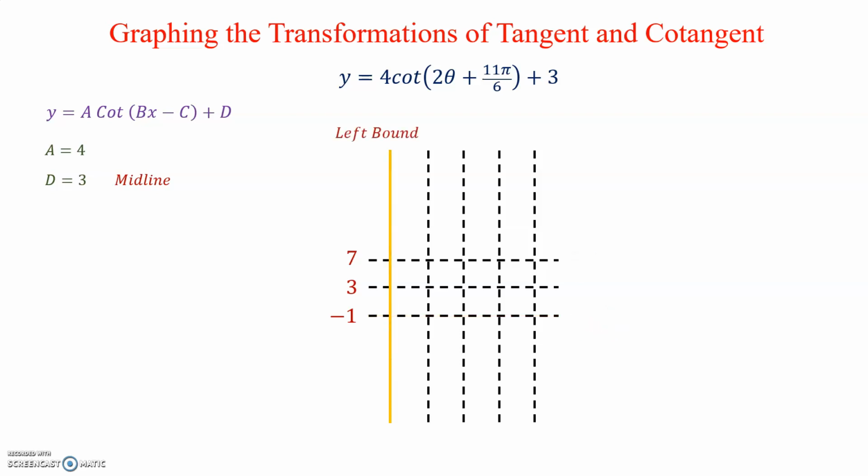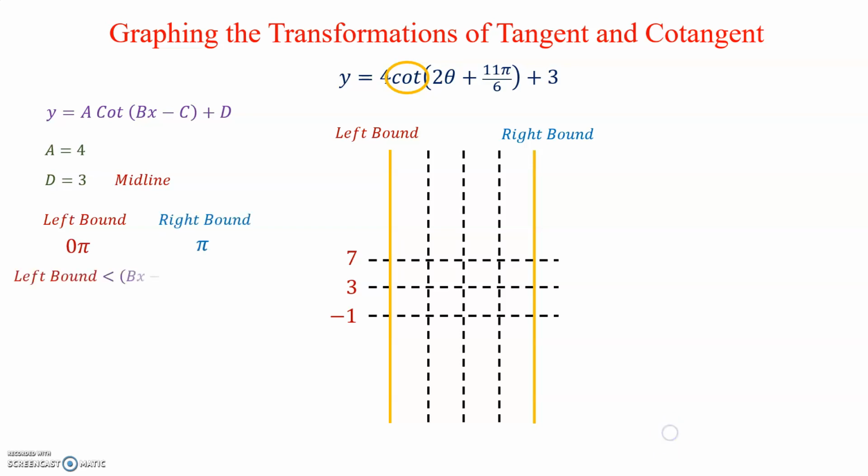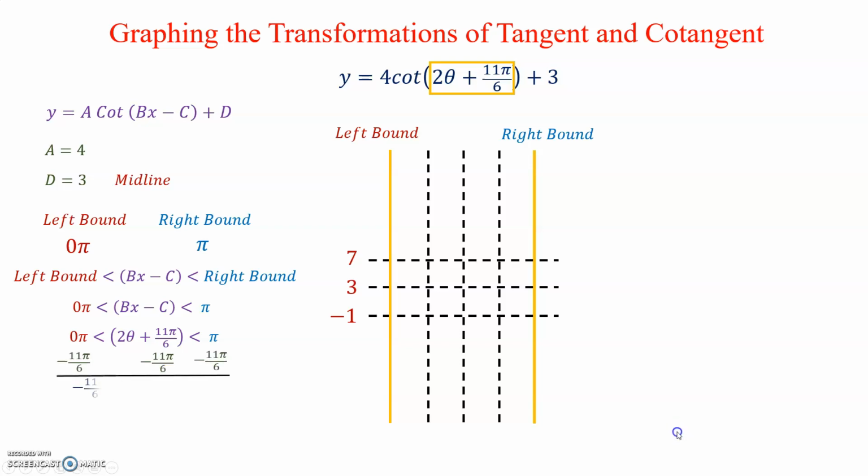Now let's work with our two boundaries. The left bound for cotangent is at 0 pi, and the right bound is at pi. So when we set up our three-sided inequality and substitute all the values, bx minus c in this case is 2 theta plus 11 pi over 6. Substituting everything, now it's time to solve for theta. Let's subtract that 11 pi over 6 on all three sides and then divide everything by 2. So now we have our new values.